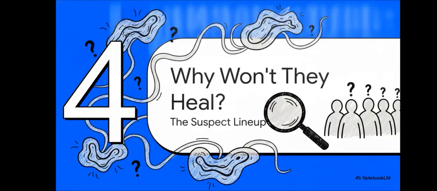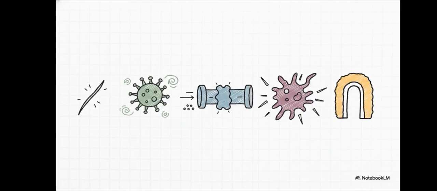Section 4. Why won't they heal? The suspect lineup. So let's line up the usual clinical suspects. Why do these things just refuse to close up? Well, a tract is going to remain stubbornly open if there's a foreign body trapped inside, or a specific persistent infection like TB.